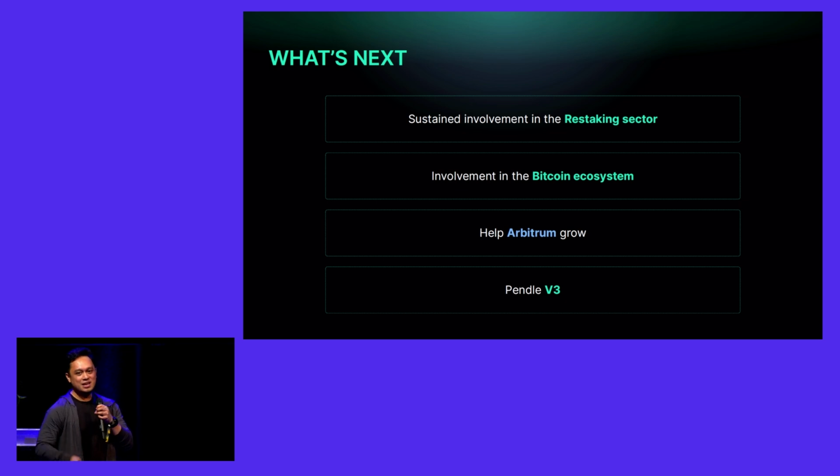And of course, we're here to help Arbitrum grow, because as Arbitrum grows, then we as a protocol will grow as well, and it's in our interest. And we want to underscore this as well, that we would want all the protocols that we work with to grow in tandem. And of course, Pendle v3.